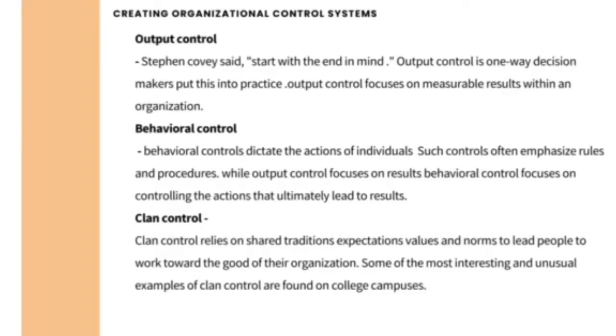Instead of measuring results as in output control or dictating behavior, clan control is an informal type of control. Specifically, clan control relies on shared traditions, expectations, values, and norms to lead people to work towards the good of their organization. Clan control is often used heavily in settings where creativity is vital, such as many high-tech businesses. In these companies, output is hard to dictate and many rules are not appropriate.